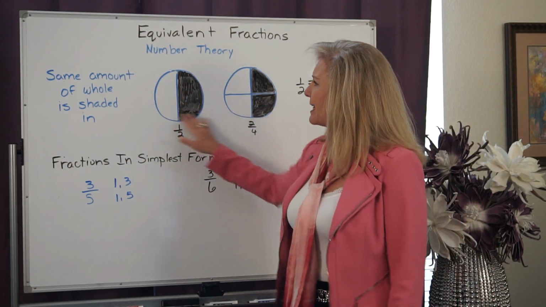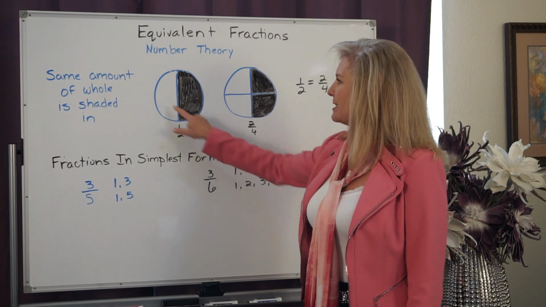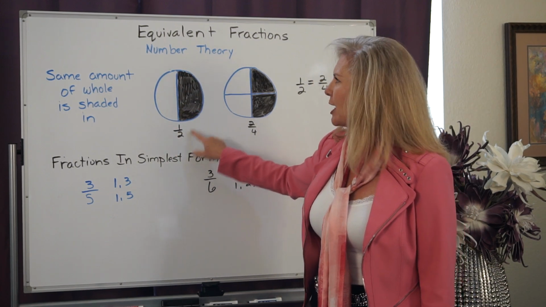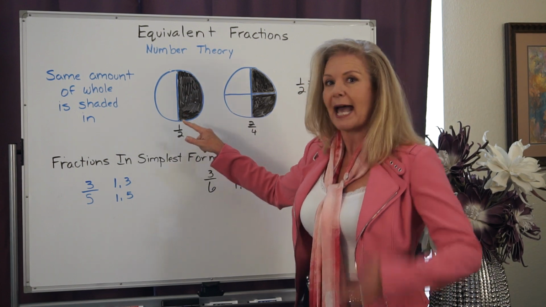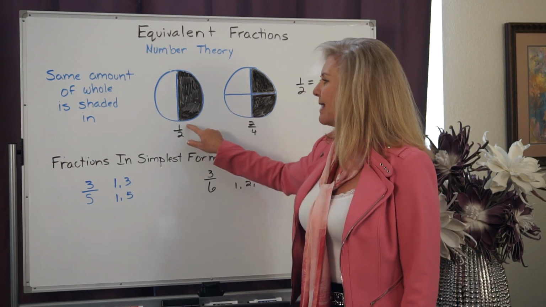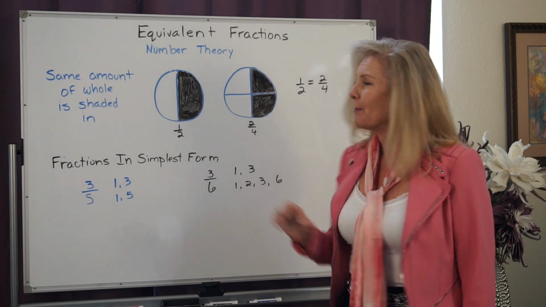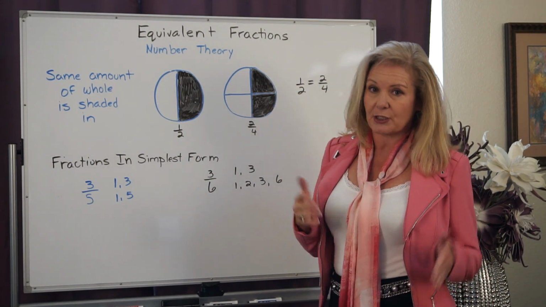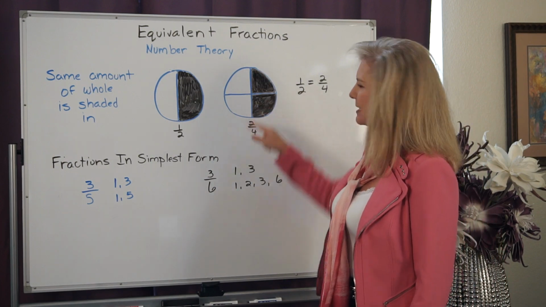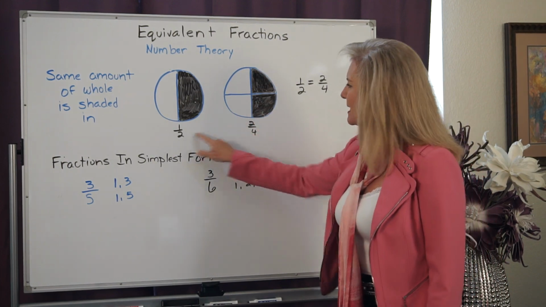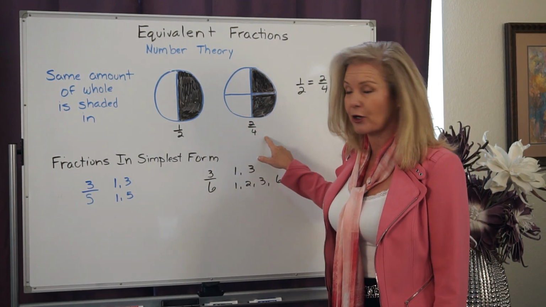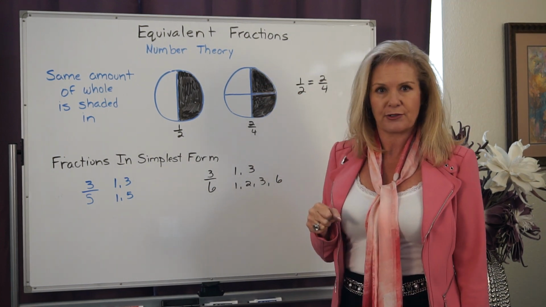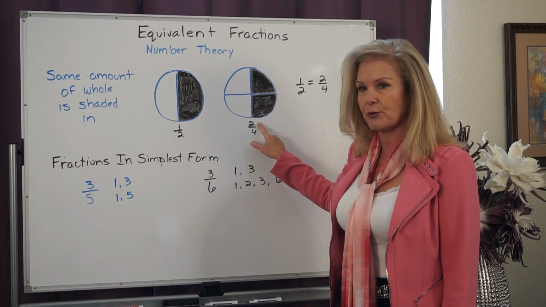So I could take this circle and divide it into two pieces, and that represents my denominator. And I colored in one out of those two pieces. That represents my numerator. But I could take that same circle and I don't need to divide it into two pieces. I might divide it into four pieces. Well, that means I've changed my denominator from 2 to 4, but I've colored in 2 out of those 4 pieces. That's my new numerator.